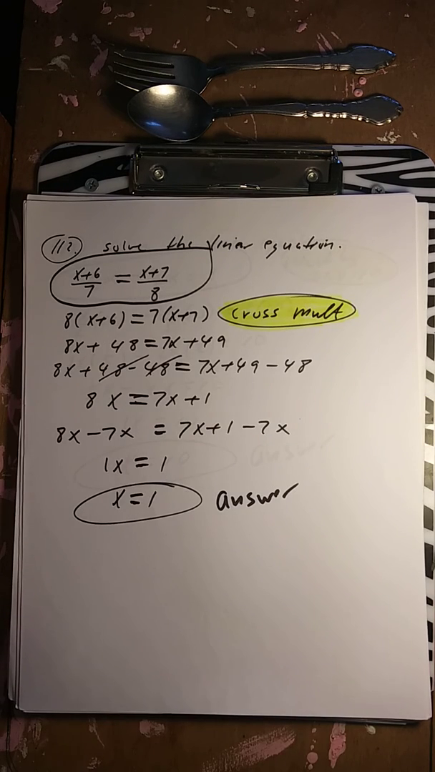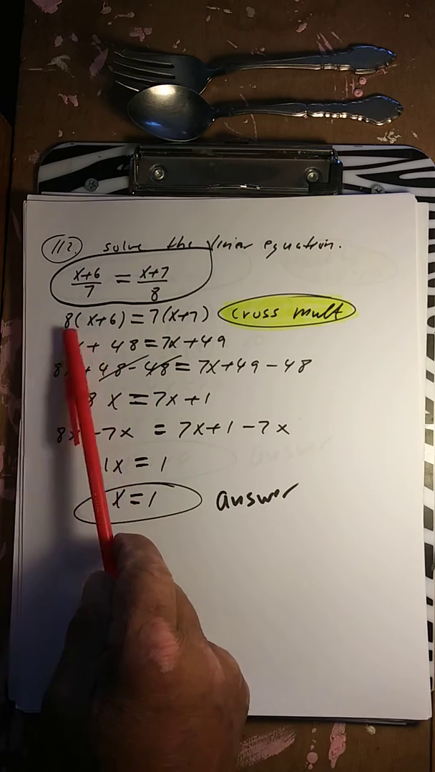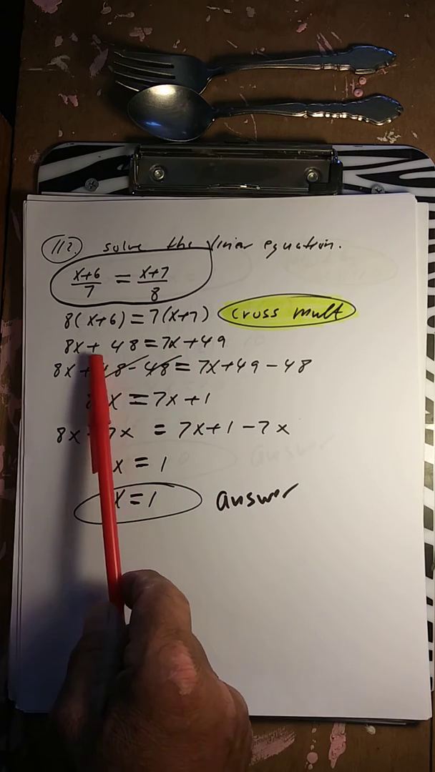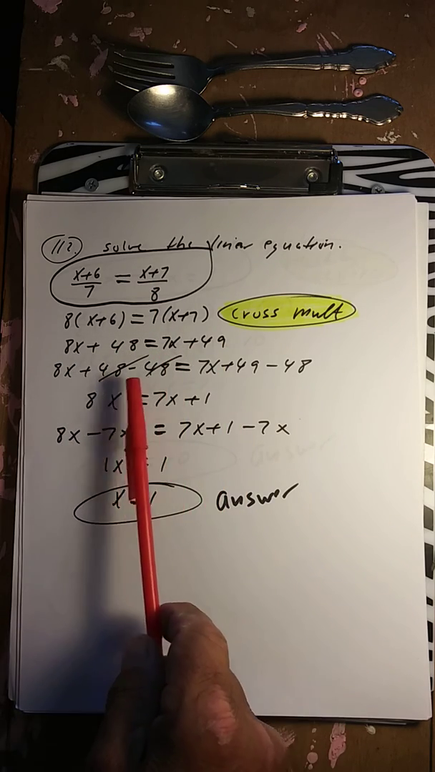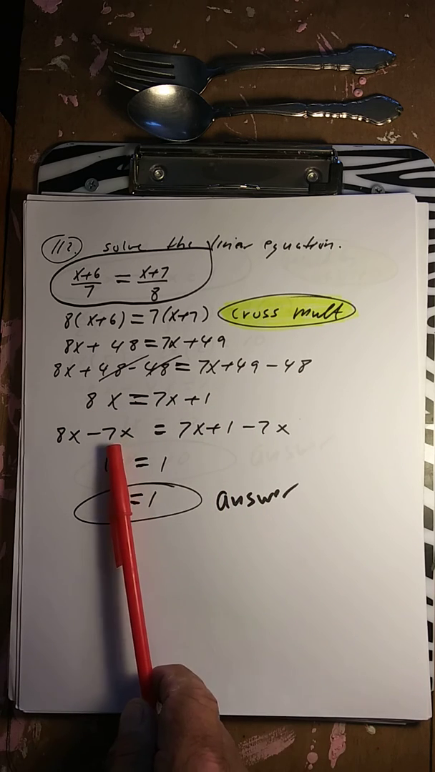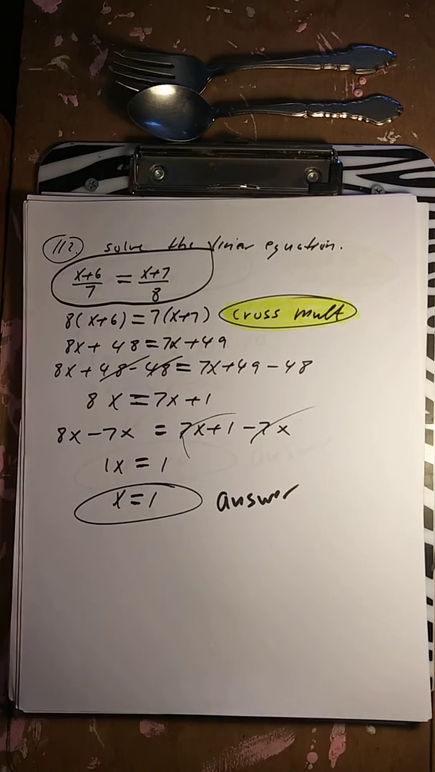Solve the linear equation. We can cross multiply this, easiest way. 8 times that one, 7 times that one. So 8 times this, and 7 times that one. So now we have 8x plus 48 equals 7x plus 49, minus 48 minus 48. So we have 8x equals 7x plus 1, minus 7x, and we know what's going to happen to 7x. They're gone out of here. So what's left over is 1x is 1, or x is what? 1.